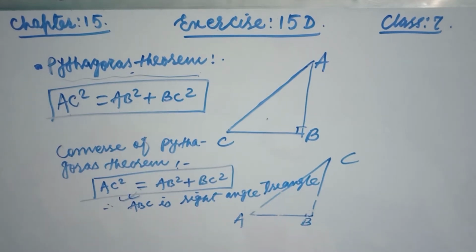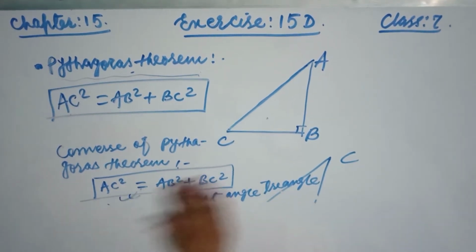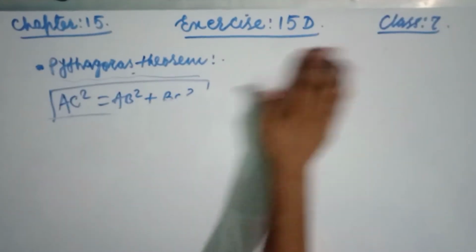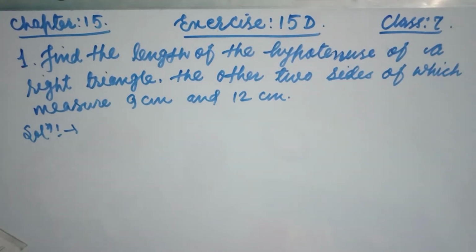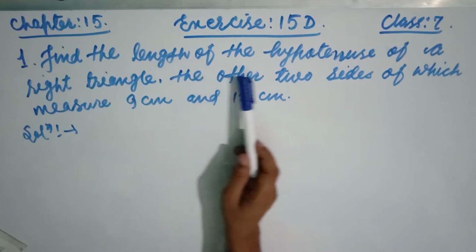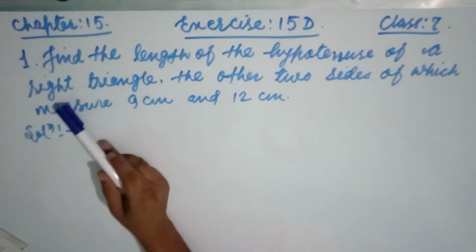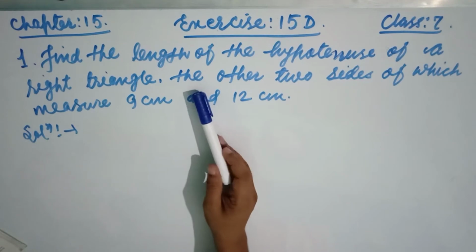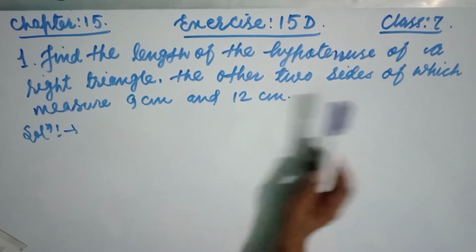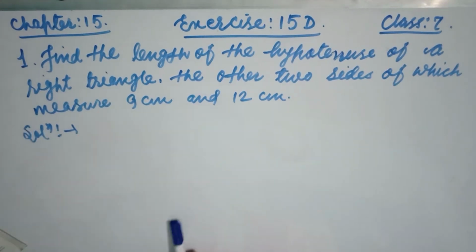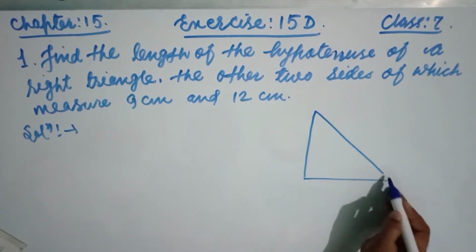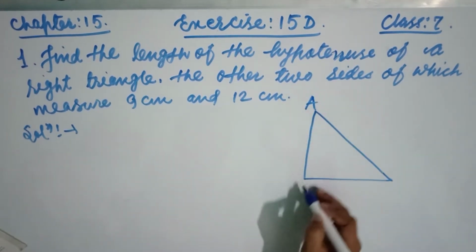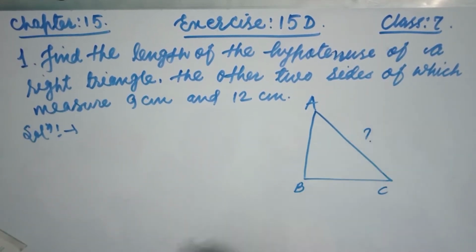now friends, afterwards we will start to solve a couple of questions of exercise 15D. So get ready to solve. Now see friends, first question says find the length of the hypotenuse of a right triangle, the other two sides of which measure 9 cm and 12 cm. First friend, draw the right angle triangle, so this is right angle triangle. Now this is suppose A, B and C. We have to find this hypotenuse AC.